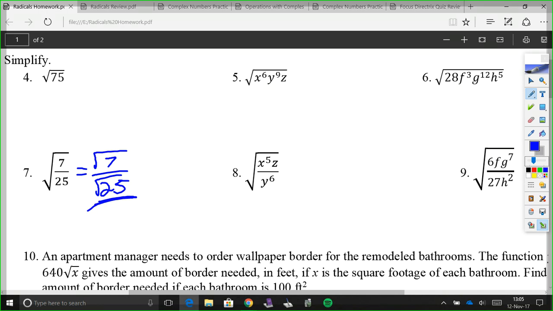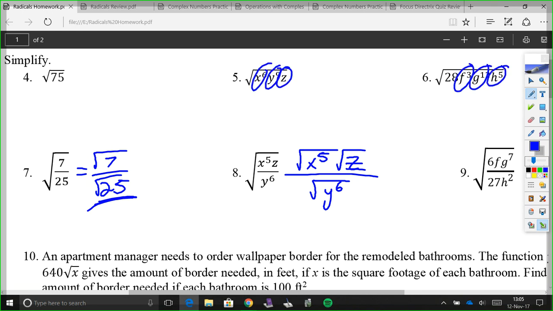Number 8, break them up again. So break up the top. We'll have x to the 5th and z. I'm going to go ahead and break up the z as well, because I'll eventually have to do that anyway. And on the bottom, I have the square root of y to the 6th. So, just like you did it with the variables in previous problems, you're going to do it exactly with those as well. And then just put them all back together in the end.